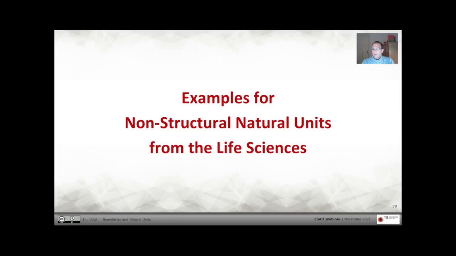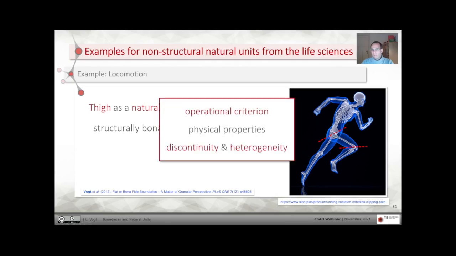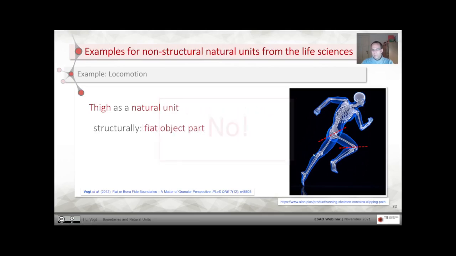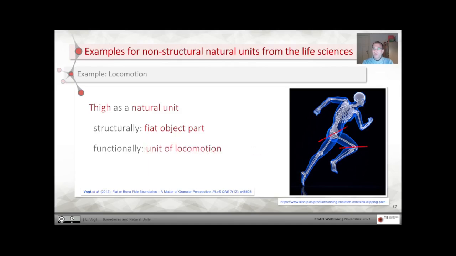But there may be also other non-structural natural units, and here are some examples from the life sciences. Like for instance, a thigh. If we look at this, is it a structurally bona fide object? Well, looking at the operational criterion, it's continuous with the trunk, so I would say no. But structurally it's a fiat object part, but functionally, I would say it's a functional unit of locomotion, and that's real, it's mind independent. So I would say yes, functionally it's a natural unit, a unit of locomotion.